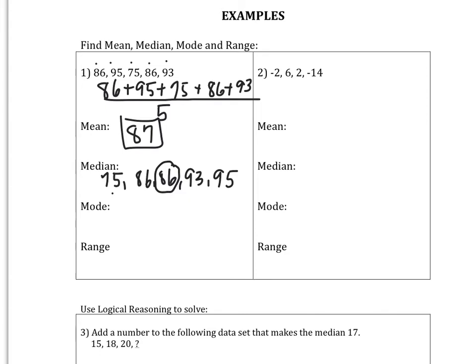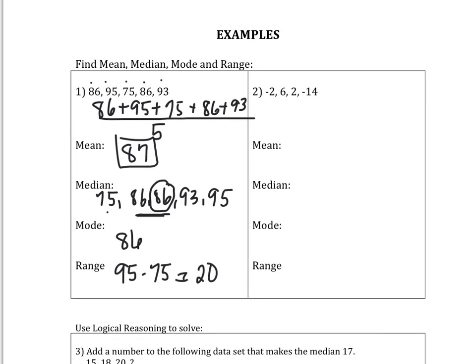So as I can see, because these are already arranged, I have two 86s, so the mode is going to be 86. The range is the difference of the greatest and the least, so 95 minus 75, so the range is going to be 20. Let's take a look at our next set.